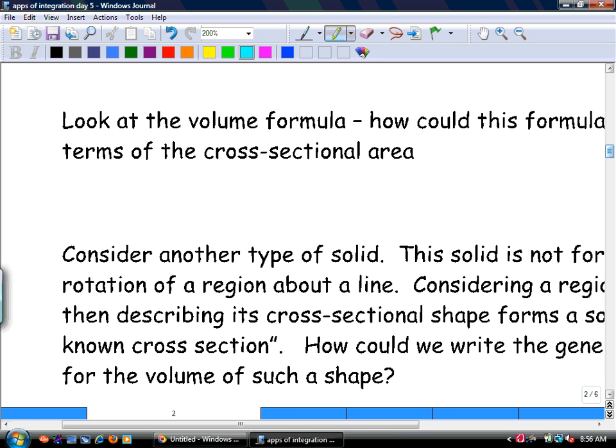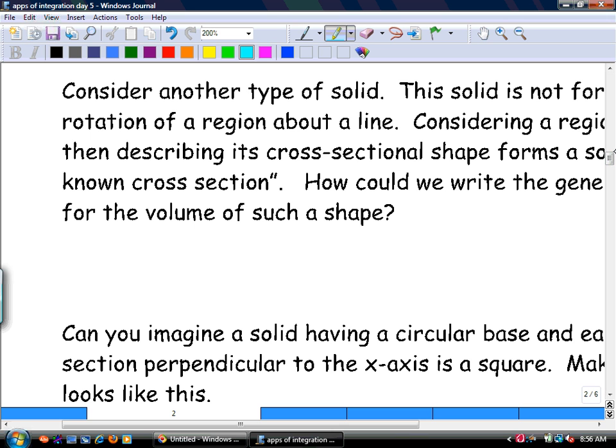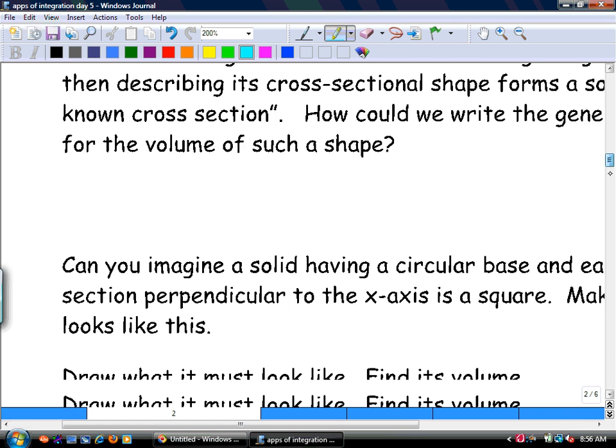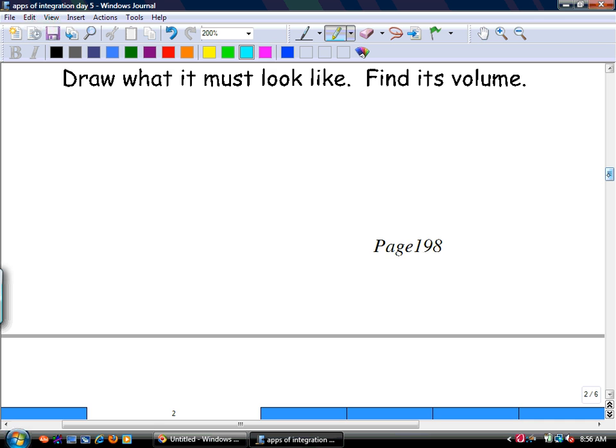Yeah, the top one, the only one you can access. No, the other one doesn't. Yeah. Consider another type of solid. This solid is not rotation about a line. We've done this. Can you imagine a solid having a cross-sectional base? We've already done all this. Flip the page.